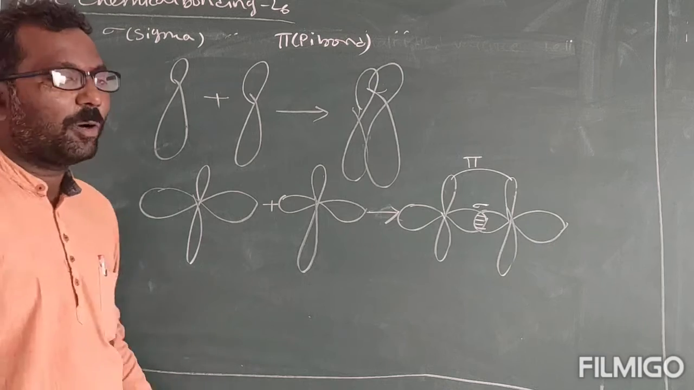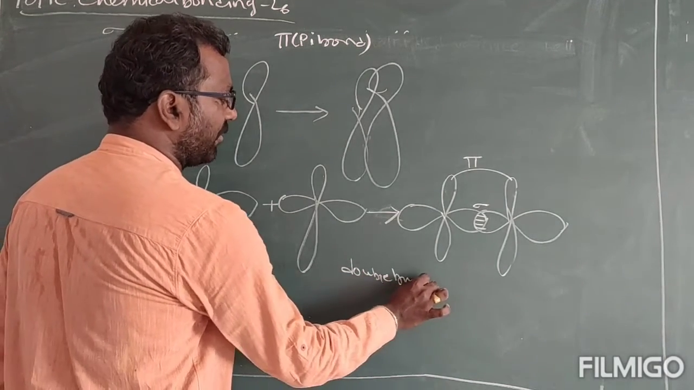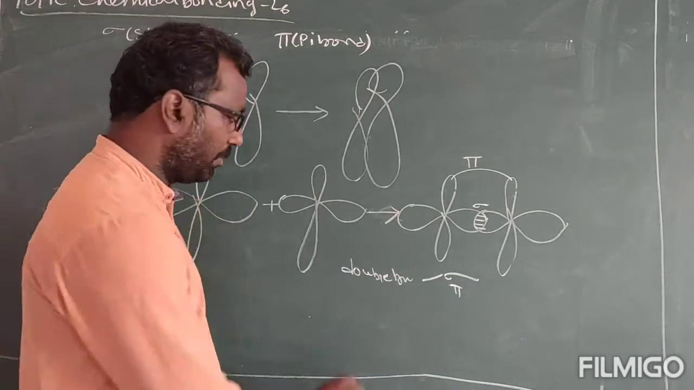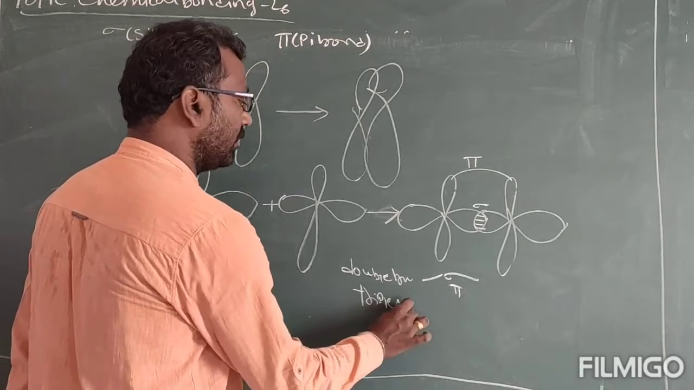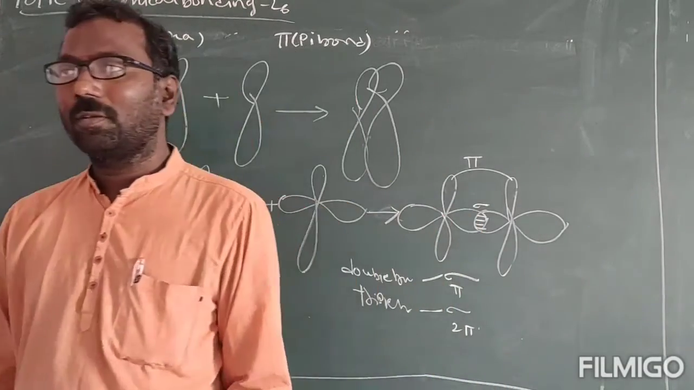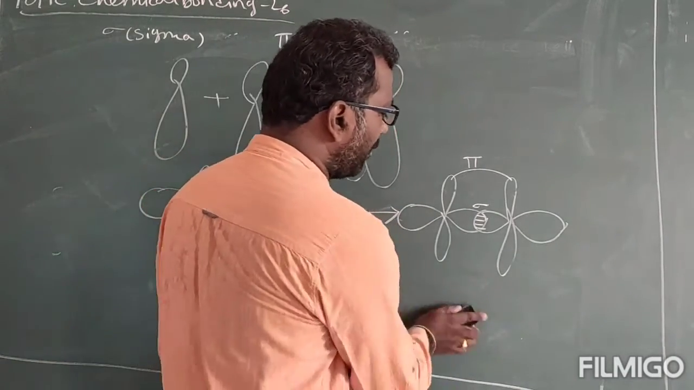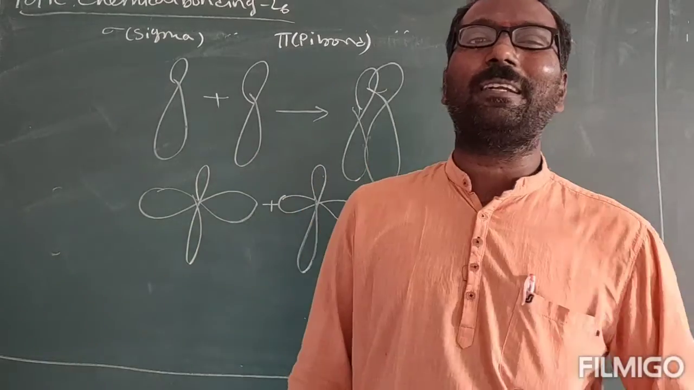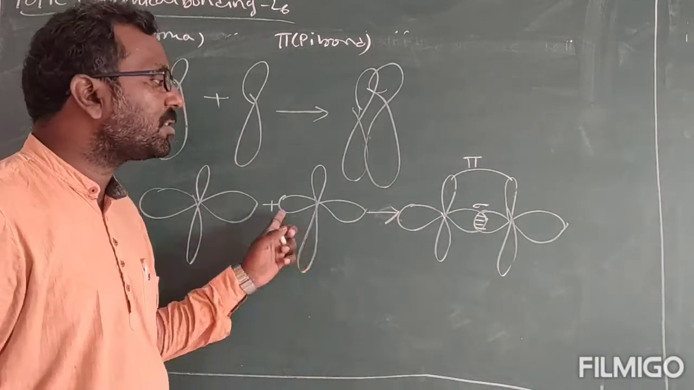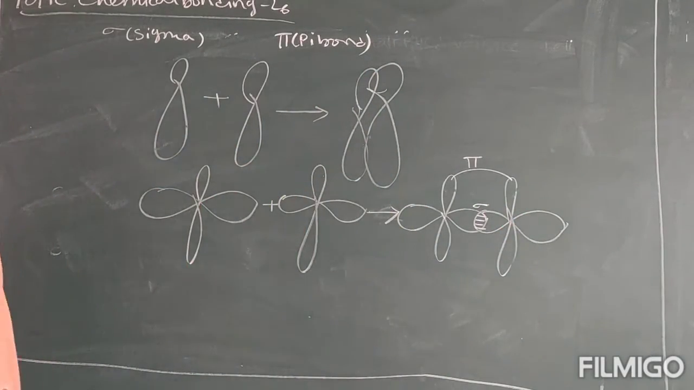Okay, and another point is, suppose a double bond is formed, definitely one will be sigma and the other will be pi. Suppose it is a triple bond, one sigma and two pi bonds. Or it can be all sigma bonds also. But if a pi bond is there, definitely there will be one sigma bond. After the formation of the sigma bond only, pi bond formation will take place.